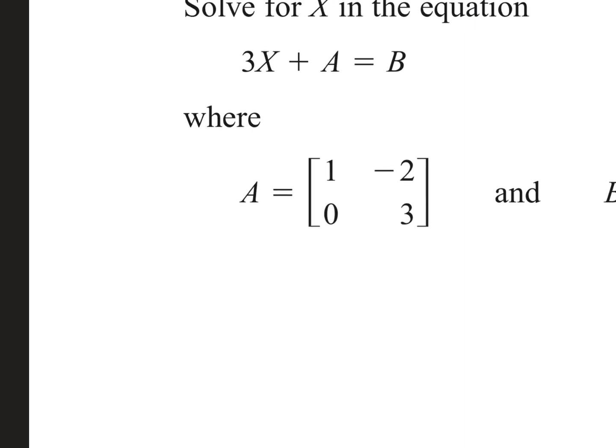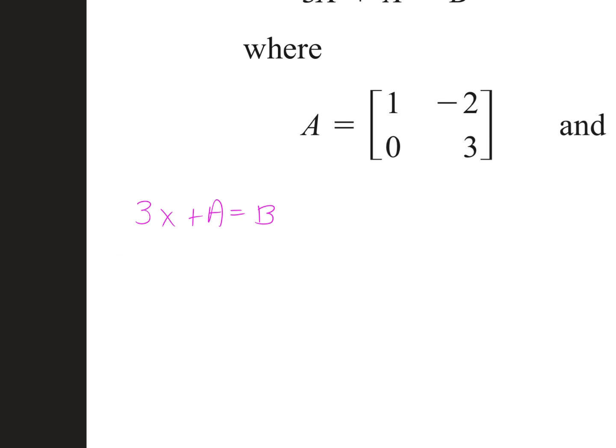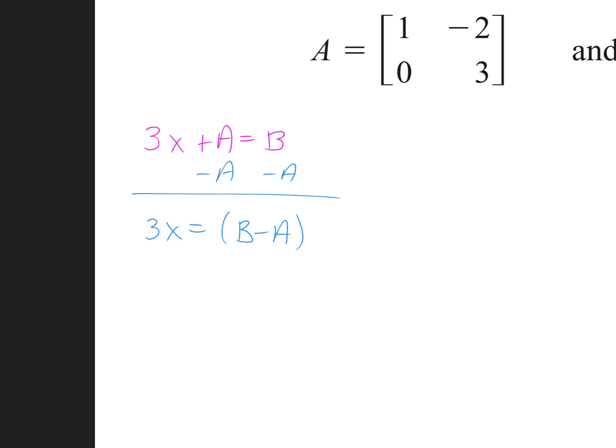So I'm going to say, all right, it says to solve for X. So I'm going to write my equation. 3X plus A equals B. Don't even look at your matrices right now. Let's just solve this equation. What would you do first? How'd you get X by itself? Subtract the A. Good. So you have 3X equals B minus A, and then what? Divide by 3.